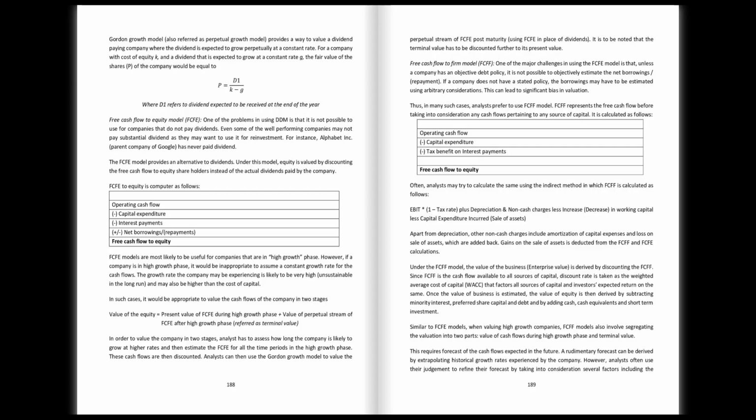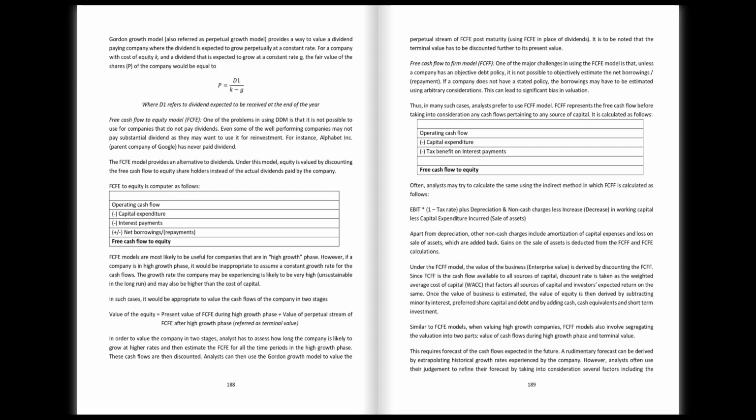Once the value of the business is estimated, the value of equity is then derived by subtracting minority interest, preferred share capital, and debt, and by adding cash, cash equivalents, and short-term investments. Similar to FCFE models, when valuing high-growth companies, FCFF models also involve segregating the valuation into two parts: value of cash flows during the high-growth phase and terminal value. This requires a forecast of the cash flows expected in the future.